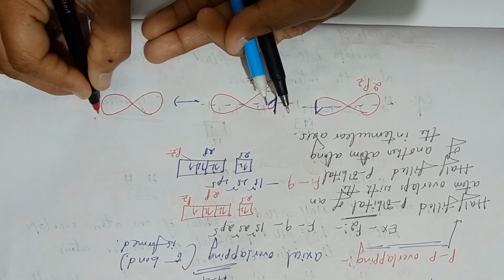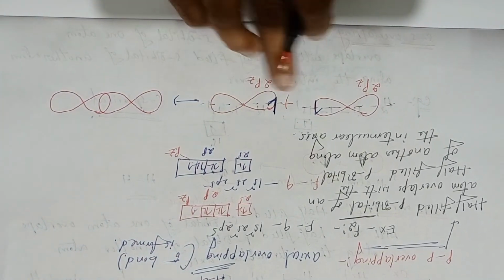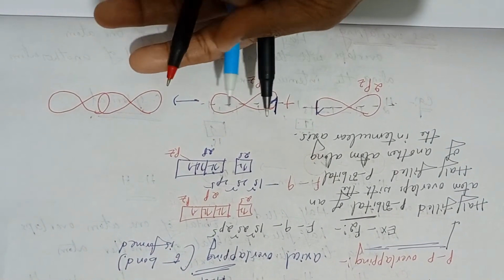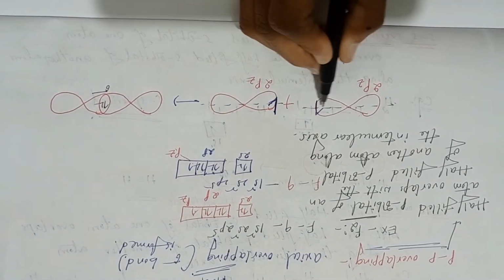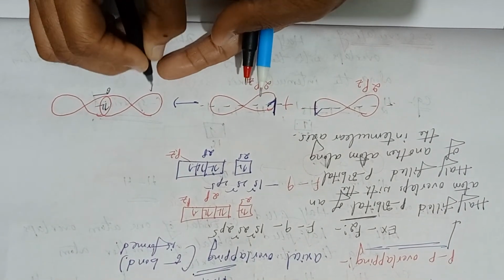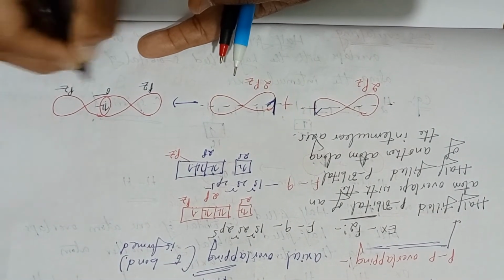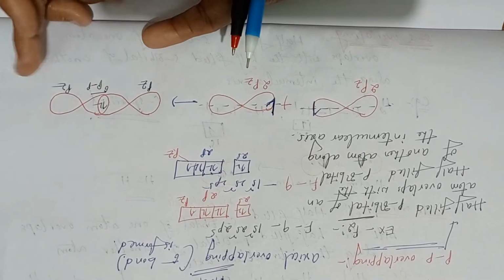Sigma bond is formed. So these two atomic orbitals are undergoing overlapping, which produces which type of bond? Sigma bond. This is a sigma bond, students. Here two electrons, this electron will come to here. Sigma bond is formed. This is which type of sigma bond? Pz. That's why sigma p-p type of overlapping, sigma bond is formed.